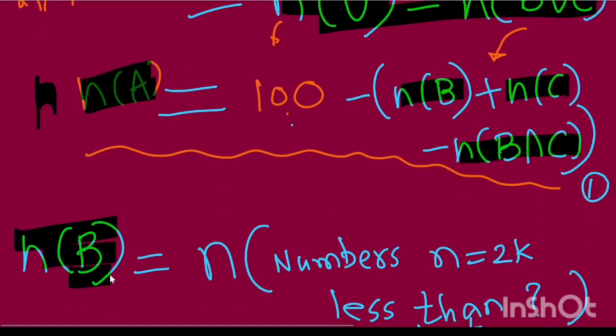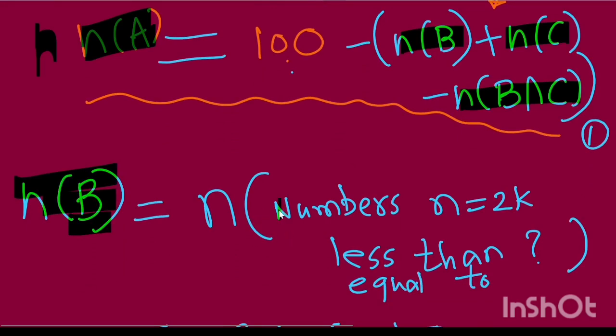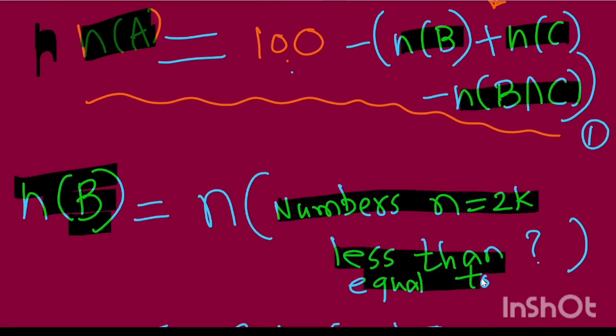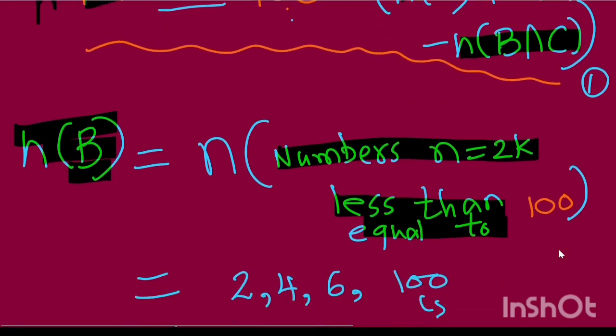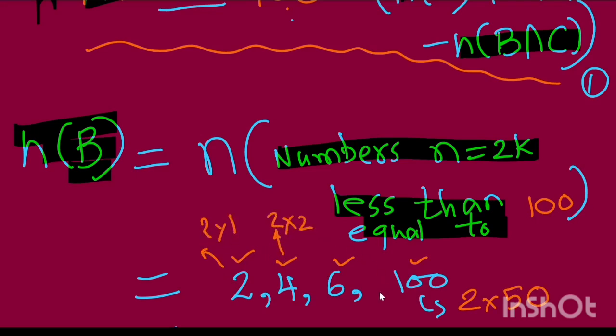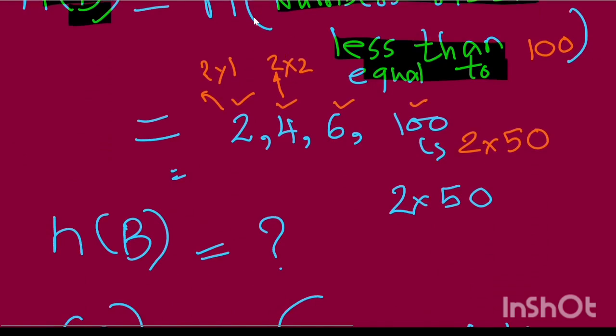First n(B). We already defined B as numbers of the form 2k. So n(B) means the number of numbers of the form 2k less than or equal to what? Since A is a subset of the universal set, less than or equal to 100. So it has to be 2, 4, 6 till 100, which is 2 into 50. The first number is 2 into 1, the second is 2 into 2, and the last is 2 into 50. So n(B) is 50.